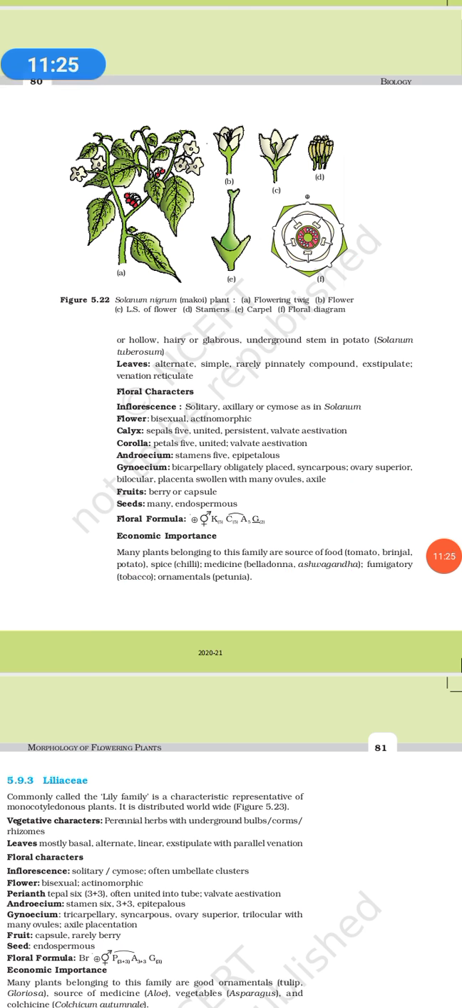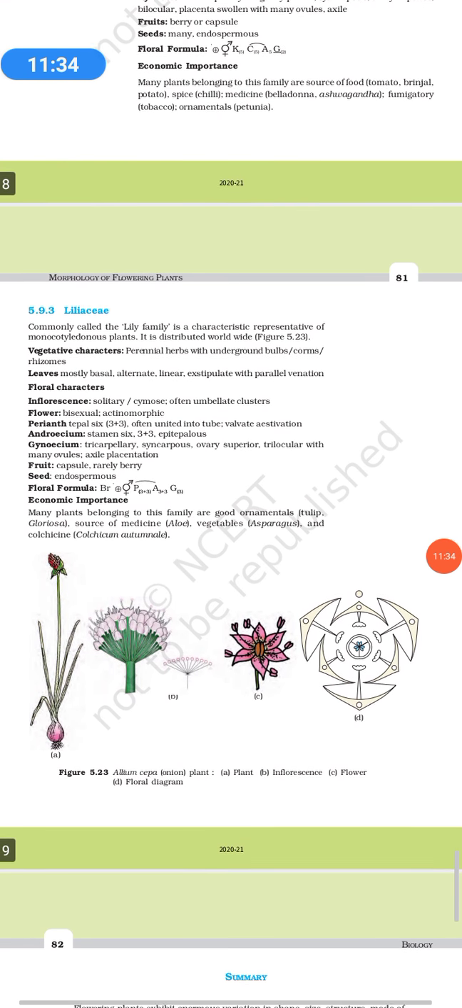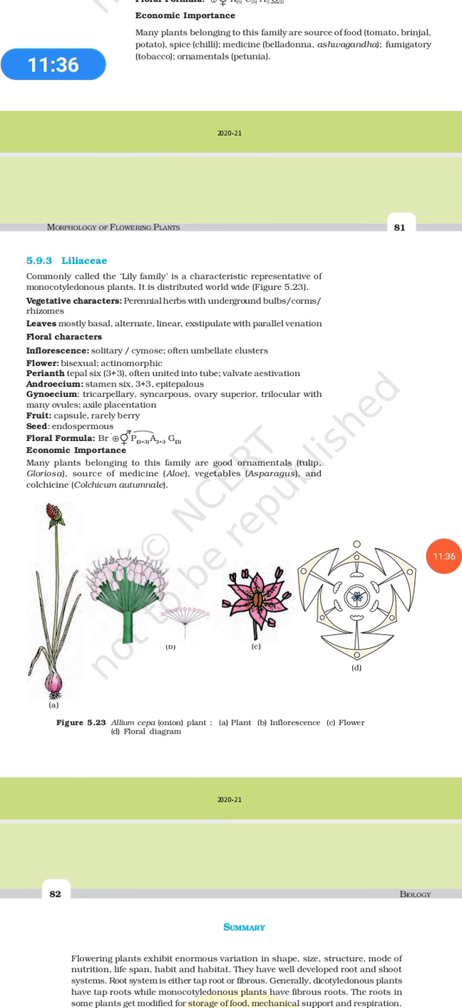Economic importance: many plants belonging to this family are food sources like tomato, brinjal, etc. Okay, now coming to the last kind of plant, which is Liliaceae. This is the lily family that we are talking about. Now I will come directly to the inflorescence. So inflorescence, solitary cymose.